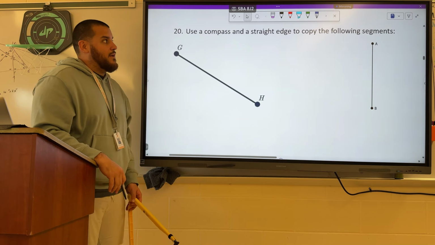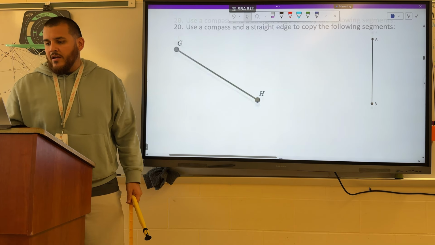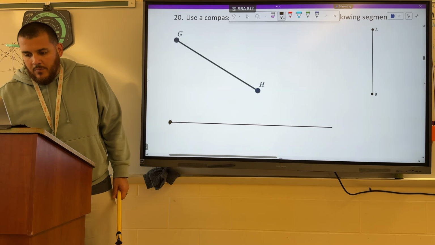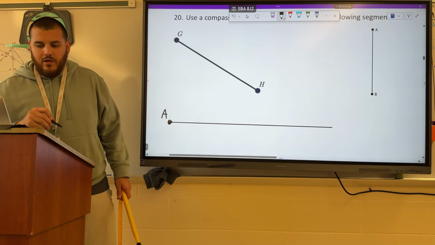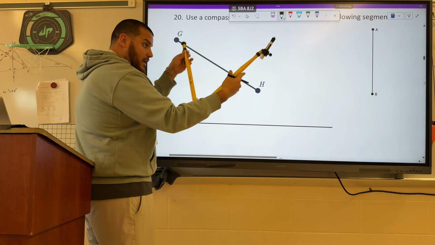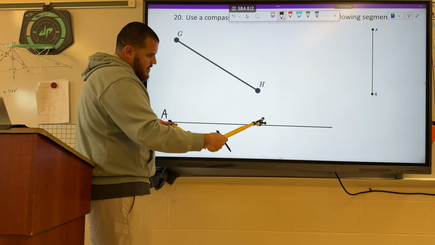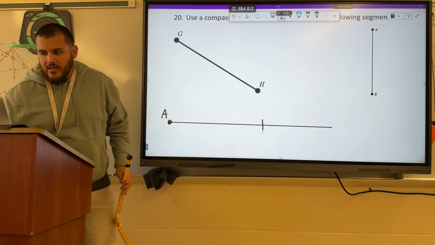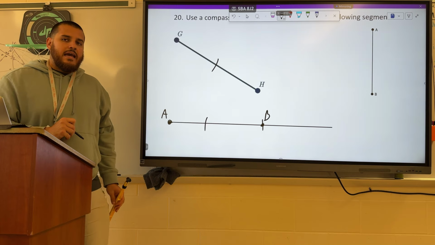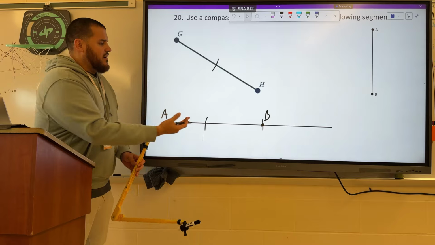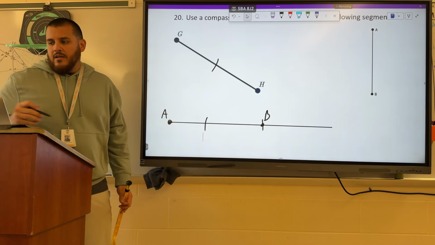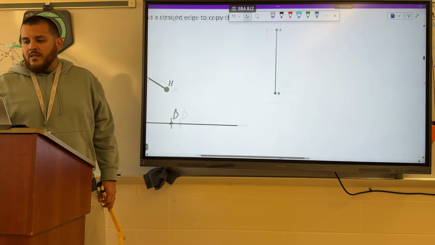Oh, I got some more copying segments here. Again, just to hammer it in, right? We got a segment clearly longer than GH. I'm gonna put any endpoint I want over here. I'm gonna call this point A. My compass is gonna measure from G to H. I'm going to carry the same exact setting down here, and boom, right there is going to be my other endpoint, and now those segments have to be congruent to each other. Notice I don't have to draw it parallel to the one that's given, I just need it to be the same length, right? And then we're going over here to this last one.